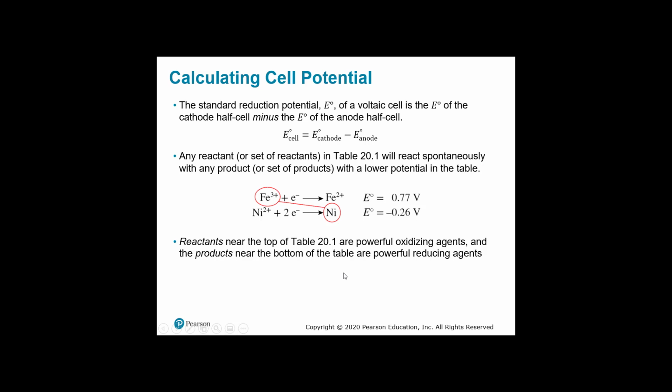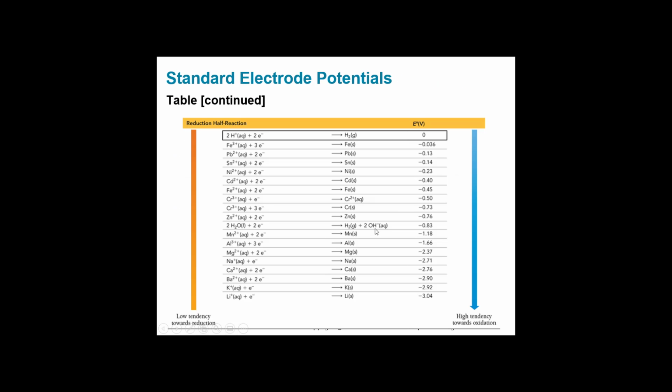Now, what does this mean? I should have finished this problem out, and I didn't. But what this means is that any reactant in the table will react spontaneously with anything below it with a lower potential. So what does that mean? Let's look at what we have here. We have a negative value and a positive value. This will be reduced down. It has a higher potential to be reduced. This has a higher potential to be oxidized.